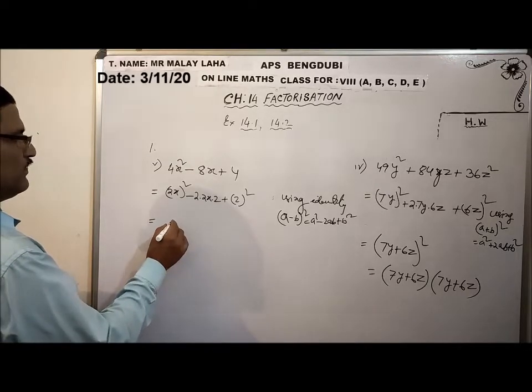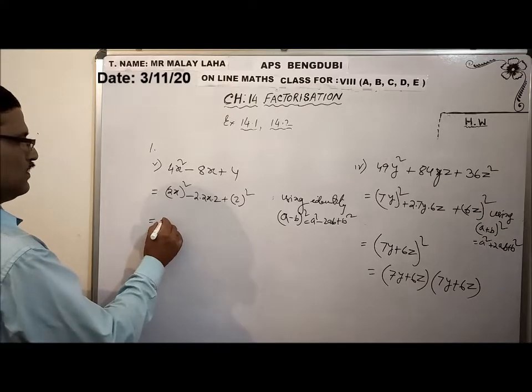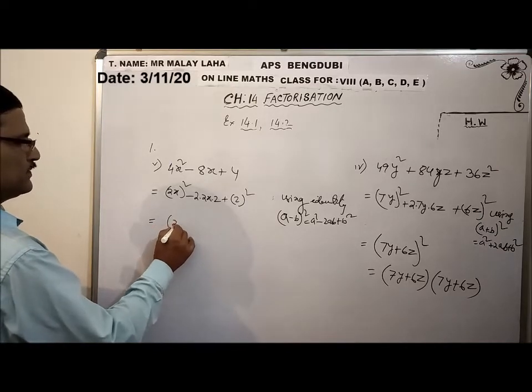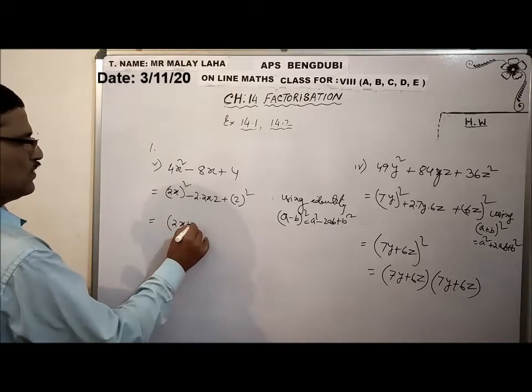So it is the formula of a minus b whole square, that is 2x minus 2 whole square.